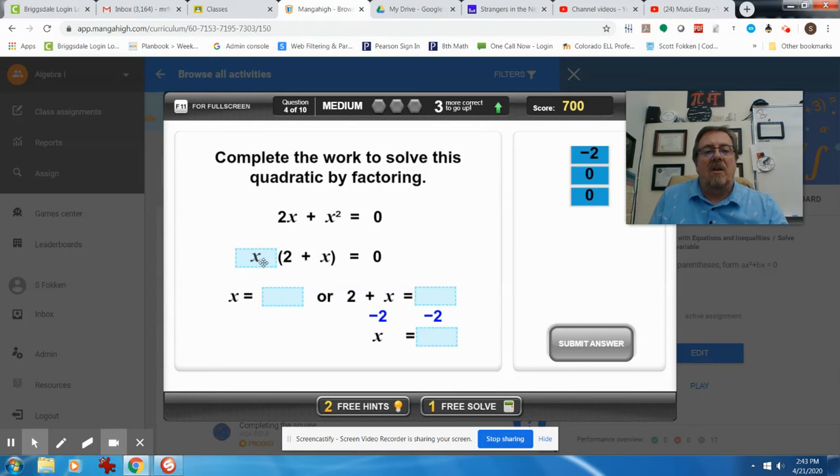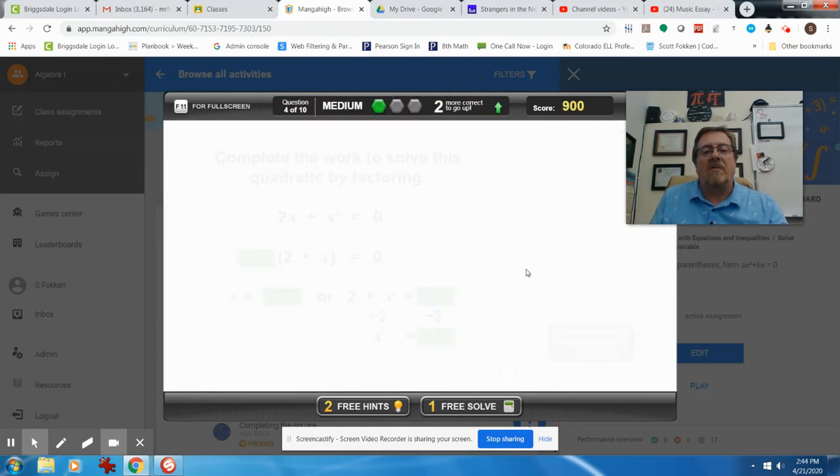And so after we've got that factored, we're going to set each factor equal to 0. So x equals 0 here. And 2 plus x is also going to be equal to 0. Then we want to get the x by itself, so we'll subtract 2 from both sides. 0 minus 2 is negative 2, so x equals negative 2 for our answer.